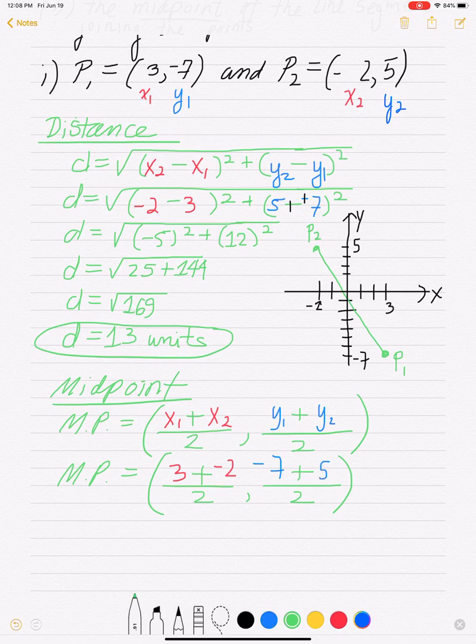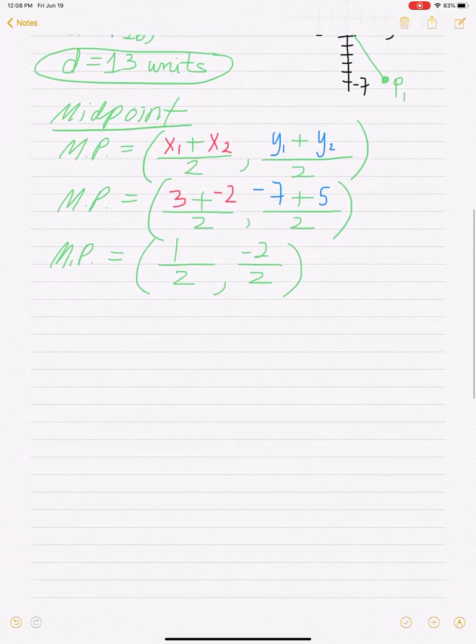So we got MP equals, all right, blank over 2, comma, blank over 2. We got to figure out what 3 and negative 2 are together. What's 3 plus negative 2? It's 1, right? Then negative 7 plus 5. Negative 7 plus 5 is negative 2. So you can simplify this.